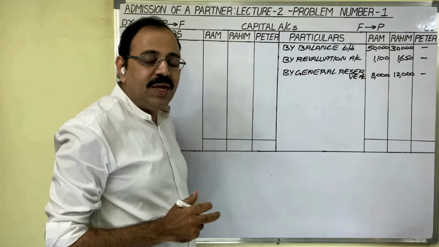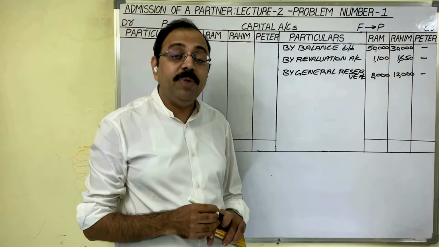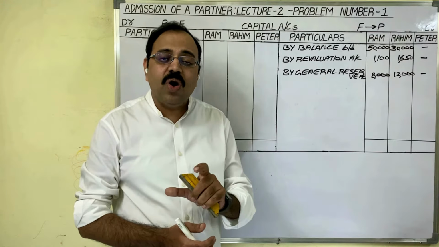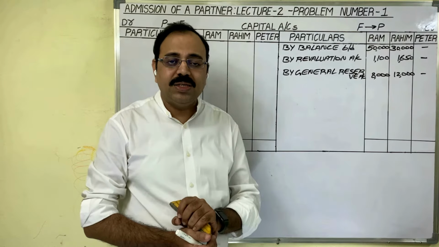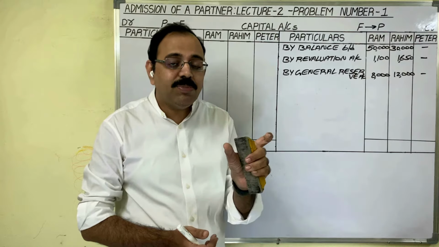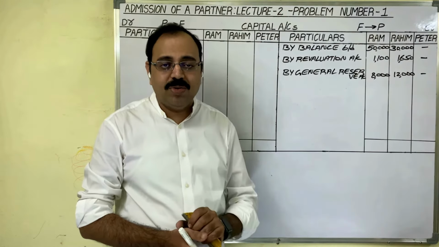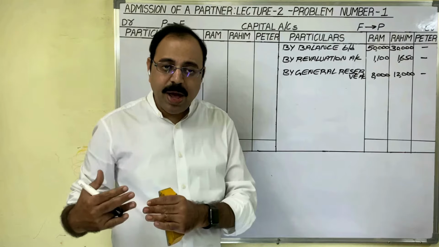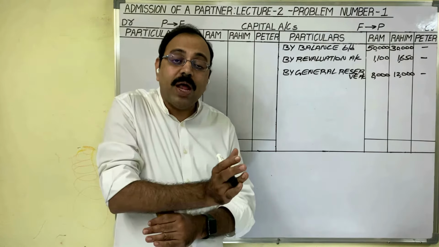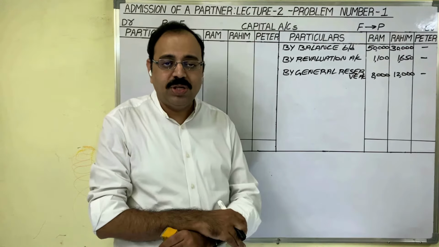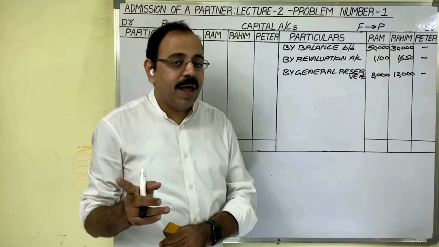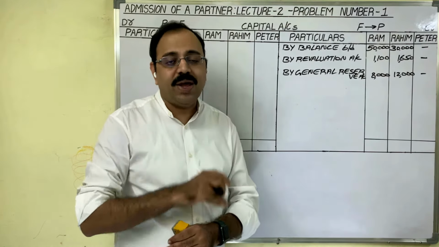Now the question is, in the journal entry, why are we debiting the general reserve account? The reason is, general reserve, like all reserves, shows a credit balance. So we are closing this general reserve account by transferring its balance to old partners' capital accounts. General reserve shows a credit balance. We want to close this account by transferring its credit balance to old partners' capital accounts. So to close the general reserve account, which shows a credit balance, we have to debit that account.